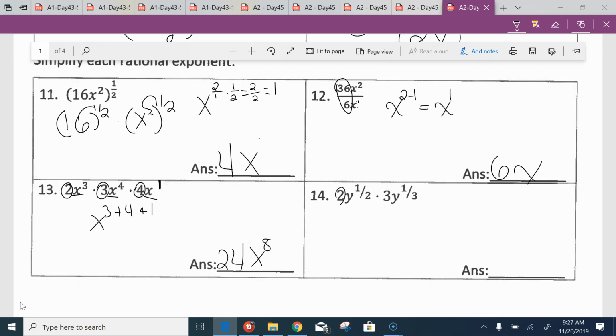Number 14, multiply our coefficients just like in the last one. 2 times 3 is 6. We know we're dealing with y. We're going to add 1/2 plus 1/3. Remember, in order to add fractions, you need a common denominator. So 6 is common. Turn a 2 to a 6, you multiply it times 3. Turn a 3 to a 6, you multiply everything times 2. 3/6 plus 2/6 is 5/6. So you have 6y to the 5/6 power as your final answer.